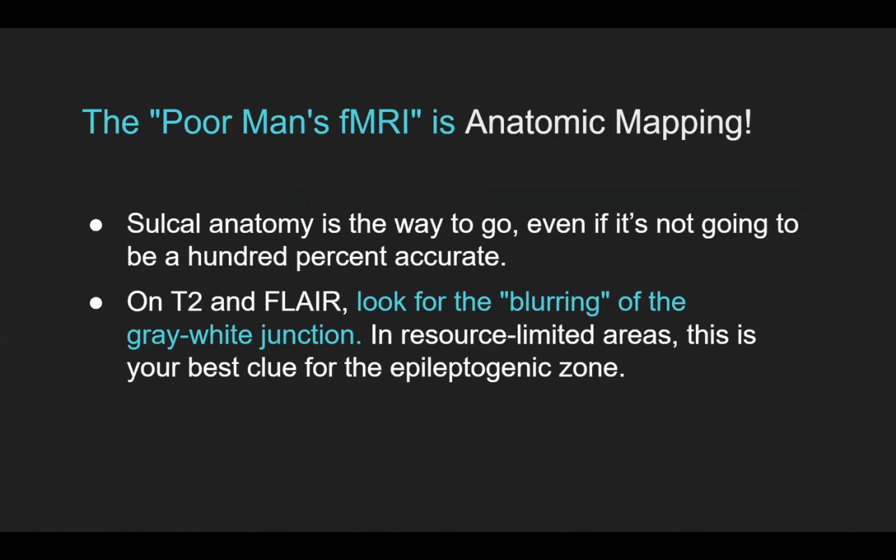The poor man's fMRI is anatomic mapping. That is why we have to be really, really diligent about how we learn the anatomy and how we clinically apply it, because sulcal anatomy is the way to go here. Even if it's not going to be 100% accurate, it is still going to be a very good map of the brain. And on T2 and FLAIR, we have to look for the blurring of the gray-white junction. In resource-limited areas, this is our best clue for the epileptogenic zone.